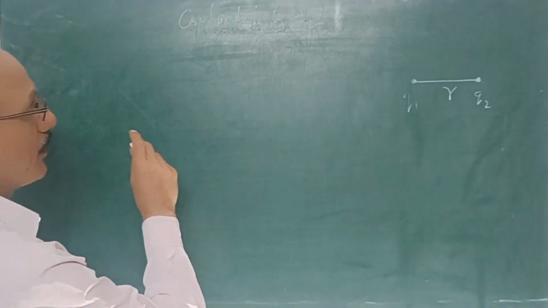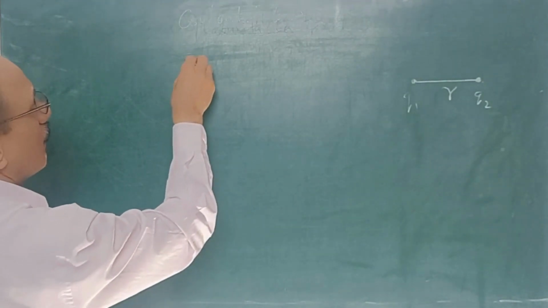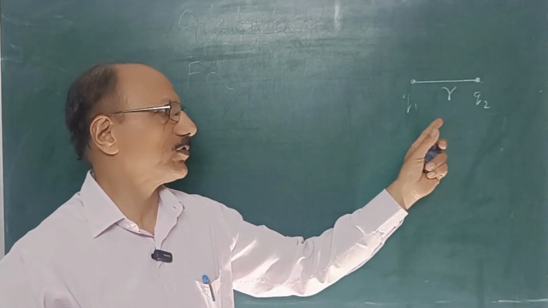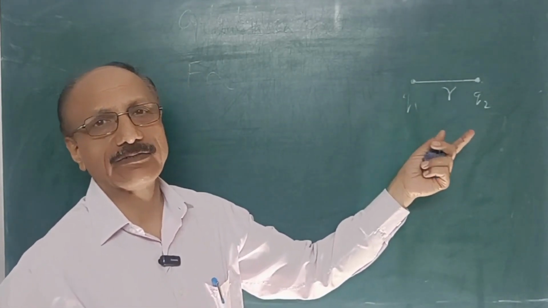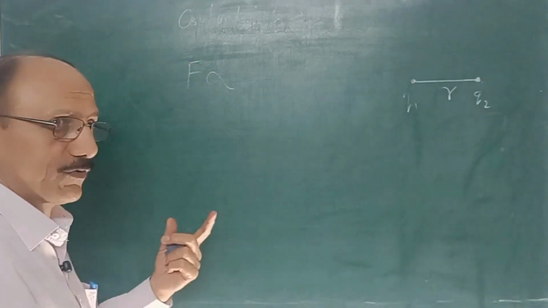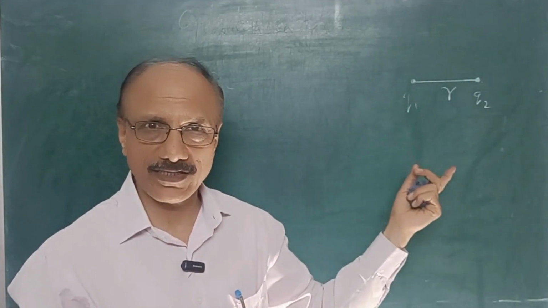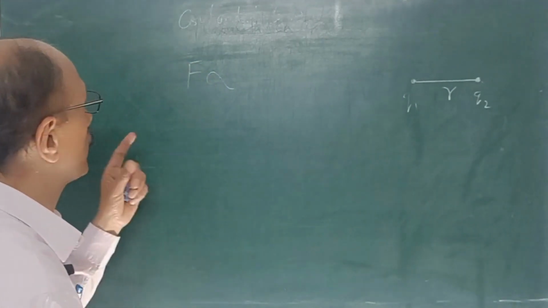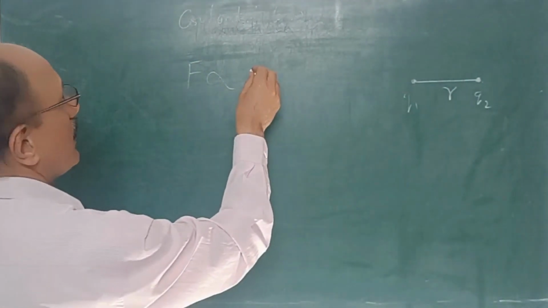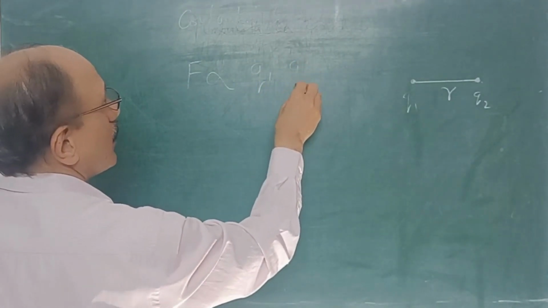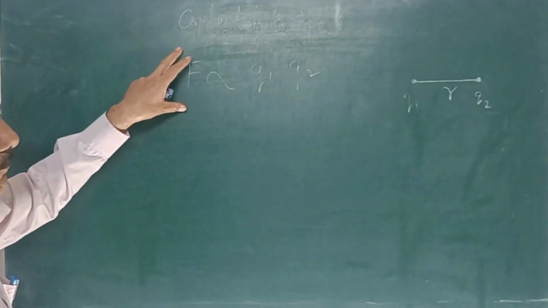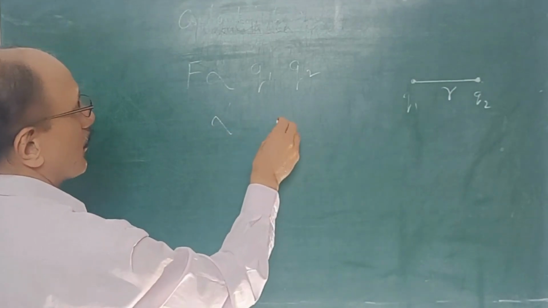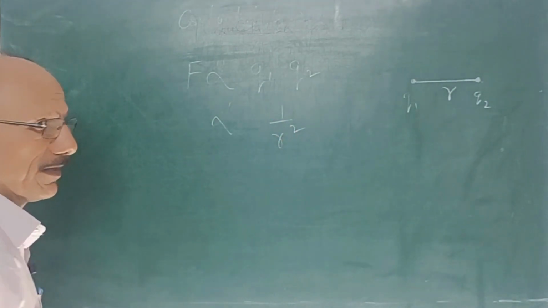According to Coulomb's law, the force of interaction may be attractive as well as repulsive. We know that if the charges are like, they will repel each other. If the charges are unlike, there will be an attractive force. The magnitude of the force of interaction between the two charges will be directly proportional to the magnitude of the two charges. Here it is not a vector. And it is inversely proportional to the square of the distance between them.